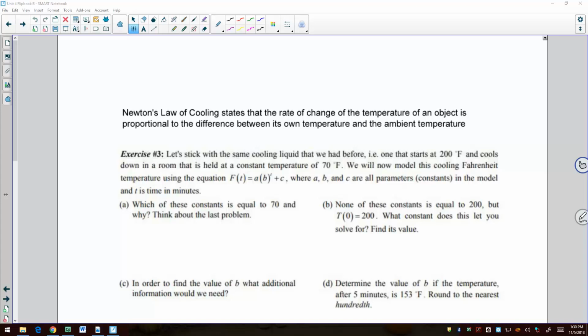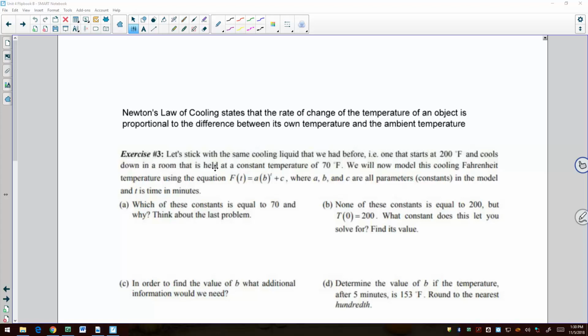So just a little background, Newton's law of cooling states that the rate of change of the temperature of an object is proportional to the difference between its own temperature and the ambient temperature, or the temperature of its surroundings. We're just going to look at one example and work through how we would actually use logs to solve for something in science.